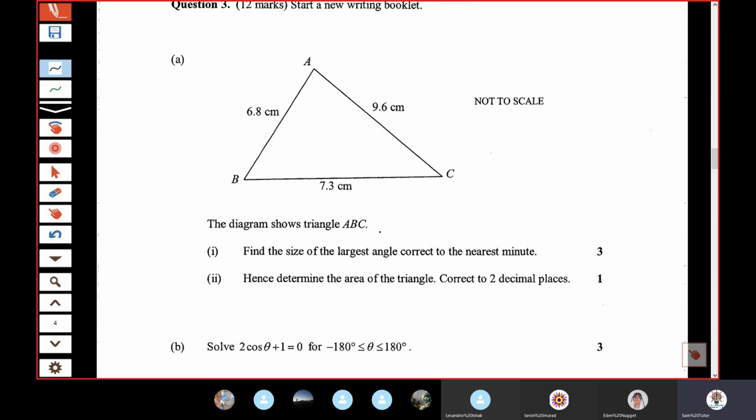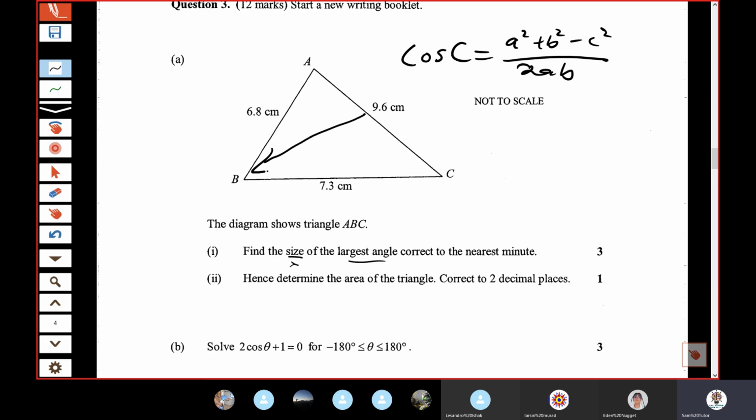You do use cosine rule, but you don't need cosine rule, you need another angle. Okay. Which one? A, B, C, right? Because it matters. Because like your formula is this, isn't it? Cos C is equal to A squared plus B squared minus C squared on 2AB. So like, it obviously matters which one's your angle. So which one? Find the size of the largest angle. 9.6 would be your C. That's the angle you're trying to find.